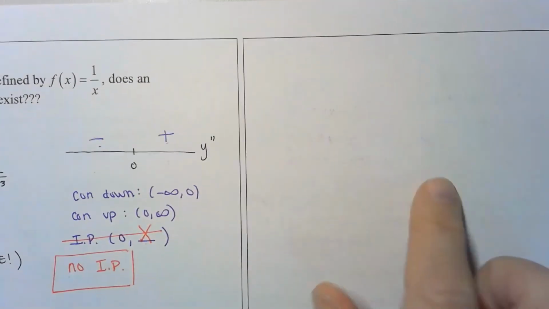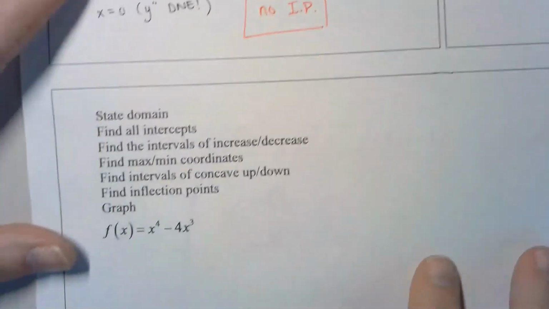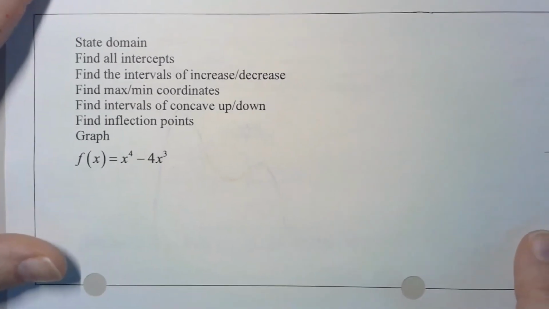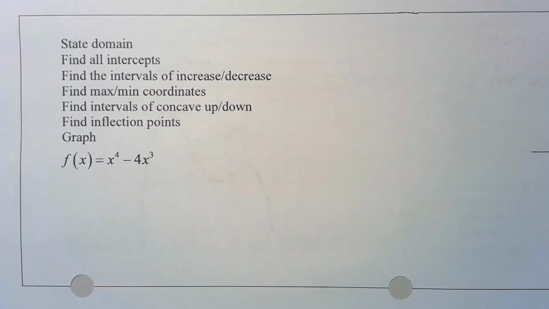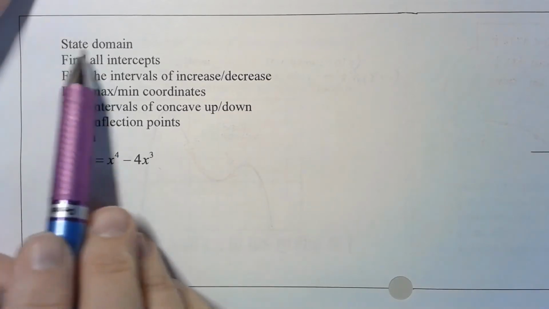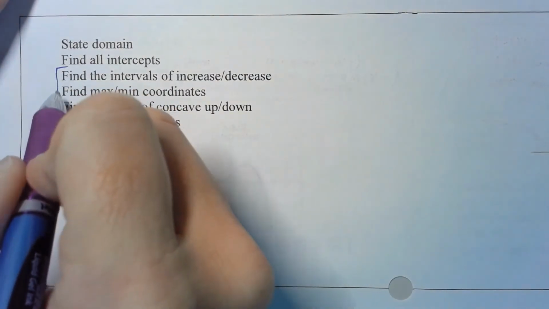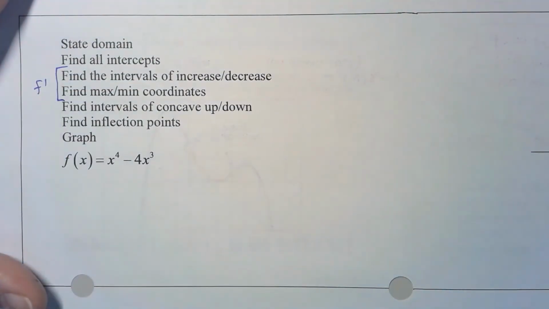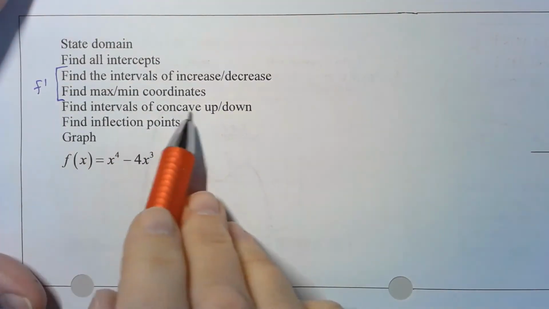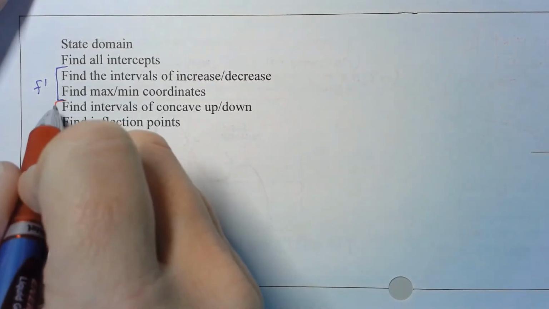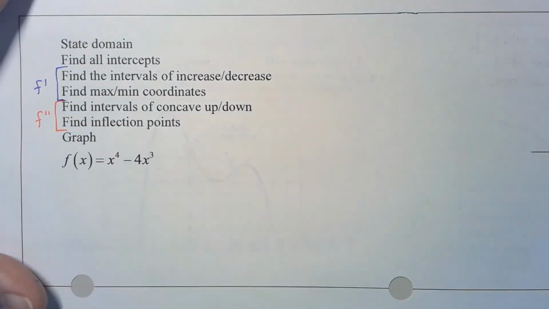This slide is blank because I just didn't need it. I moved this one down here because I wanted to give us extra room. So here we go. Very similar to what we were doing in our previous lesson, but I've added an extra couple of things. We're going to state the domain, find the intercepts, intervals of increase, decrease, maxes and mins. All of that comes from the first derivative. Find the intervals of concavity, find the inflection points. Those two things come from the second derivative. And then we're just going to put it all together and get a real sweet graph.